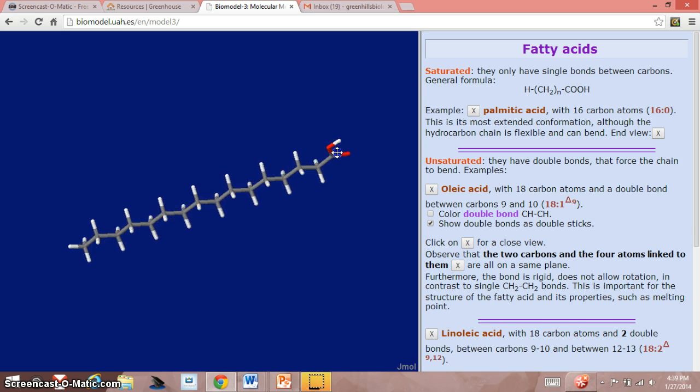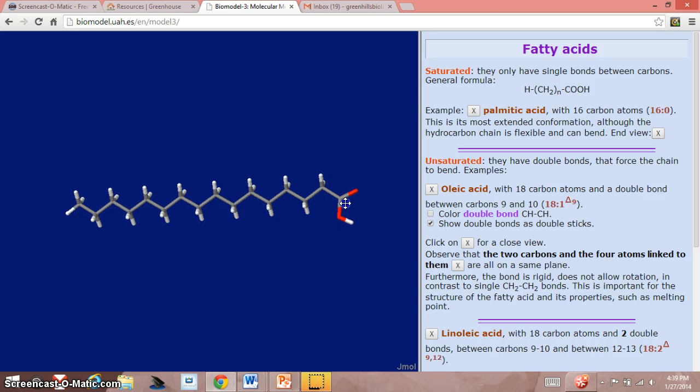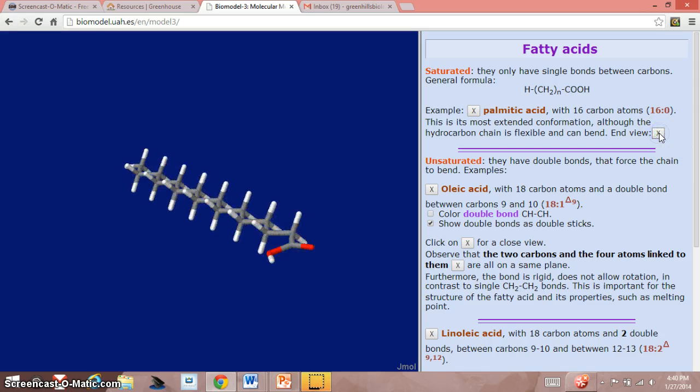So you want to be counting up and seeing how many bends, or little changes of direction, do we have? How many carbon atoms? That's a carbon atom, that's a carbon atom. So count them up, see how many we've got. Then we're going to click and ask to look at the end view of palmitic acid.